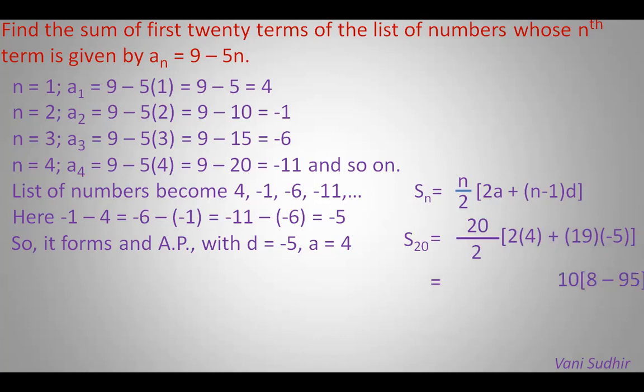20 upon 2 means we'll get 10. 2 times 4 is 8, 19 times minus 5 is minus 95. So 10 times minus 87 is minus 870. So the sum of the first 20 terms is minus 870.